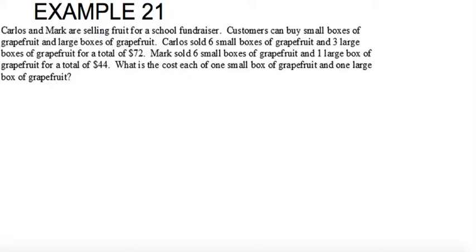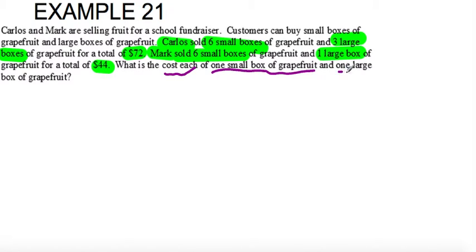So we highlight key information. We know that Carlos sold 6 small boxes and 3 large boxes. And we know that Mark sold 6 small boxes and 1 large box for a total of $44. And Carlos sold for a total of $72. So what this is asking us for is the cost of 1 small box of grapefruit and 1 large box of grapefruit. So from there you can figure out your variables.